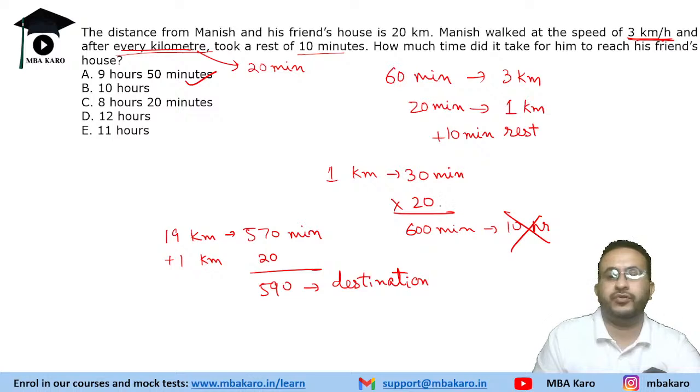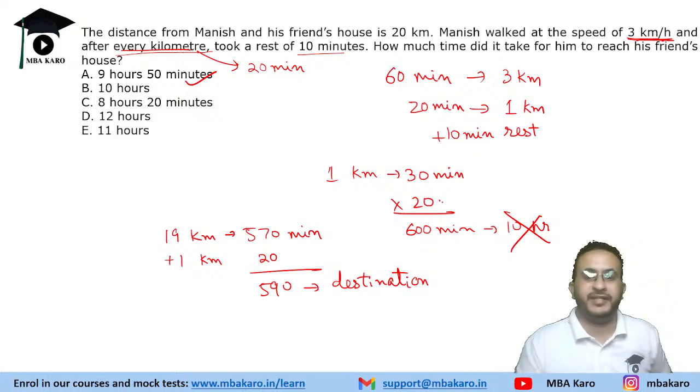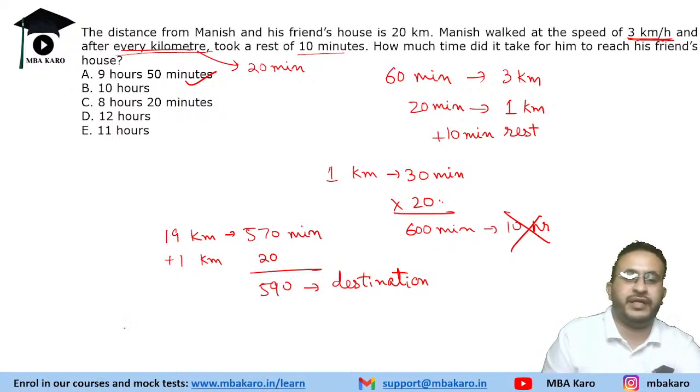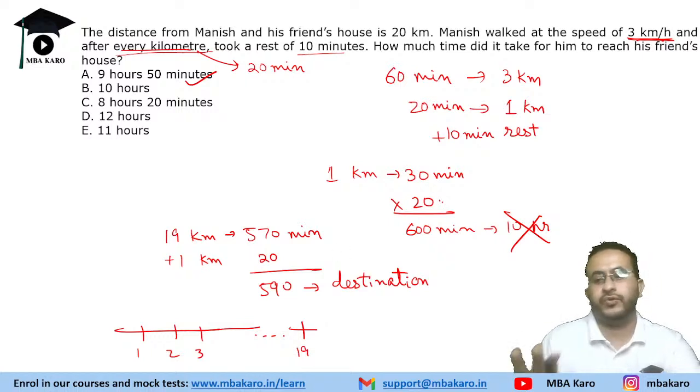Okay, so you will not calculate 20 times, you will calculate 19 times, because at every kilometer he is taking rest. So he will rest at 1 kilometer, at 2 kilometers, at 3 kilometers, and so on. He will take rest till 19 kilometers. So he will take rest 19 times. So you can do it like this also.